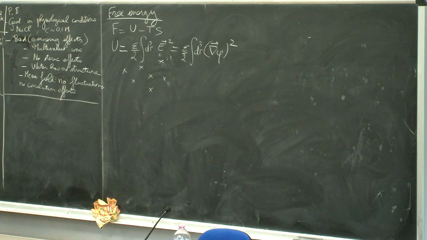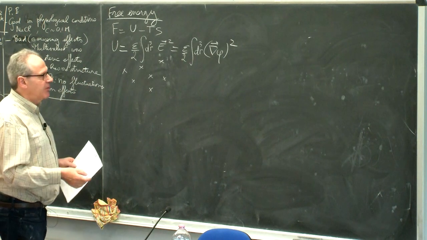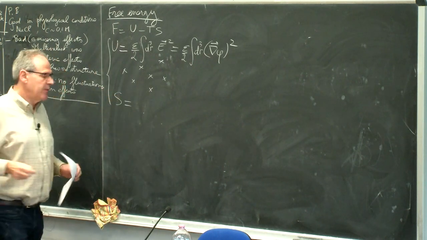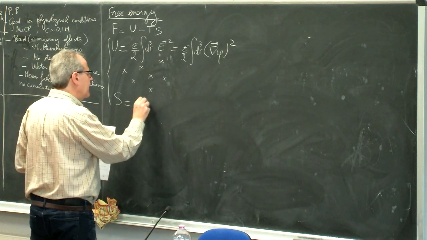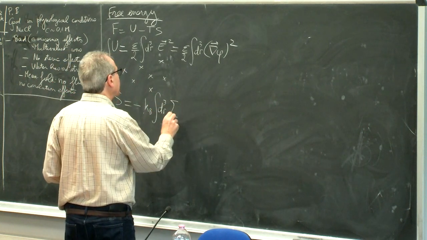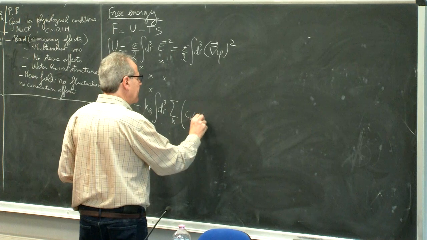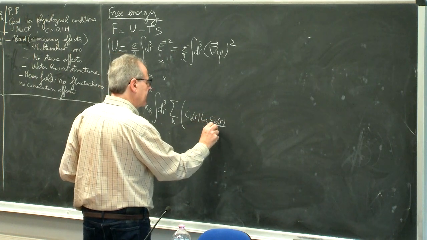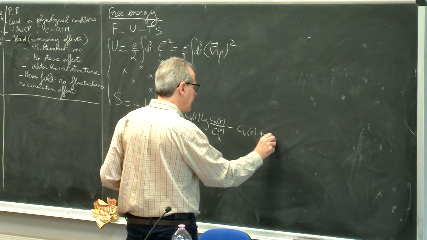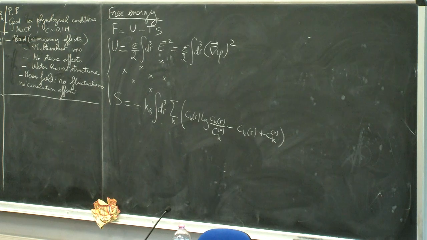And so you will tell me if you... I will write it first, and then I will discuss it. So for the entropy, it's the entropy of mixing of a gas of particles. So it's minus kB integral d3r sum over k, let's say, of ck of r log. So does this ring a bell to some of you?